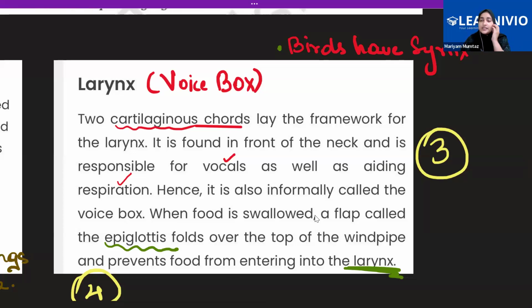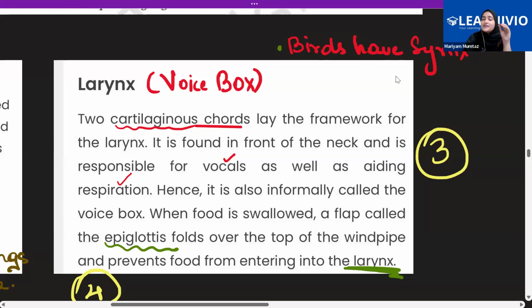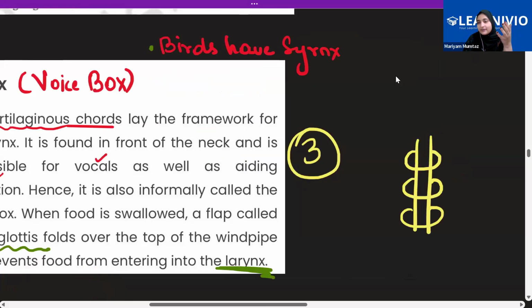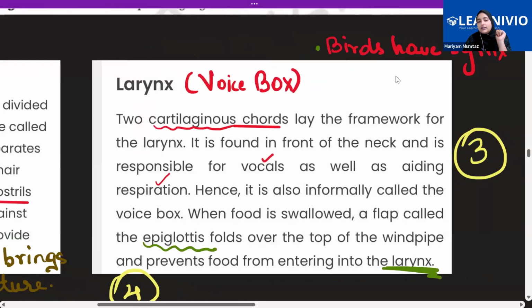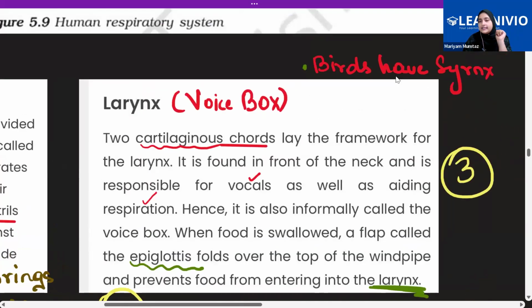Now, everyone has heard birds chirping. So how can birds chirp? It's because instead of having a larynx, they have something called a syrinx. This syrinx helps them to chirp. The sound that they make, we can't, because we don't have that. Clear? Larynx is clear.